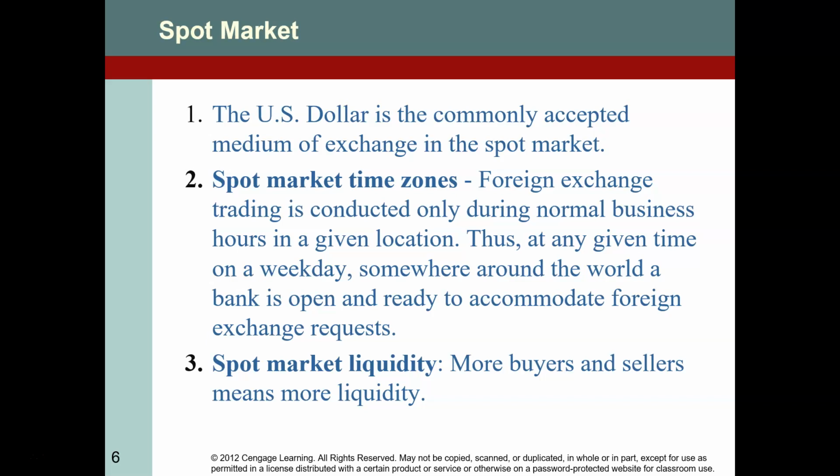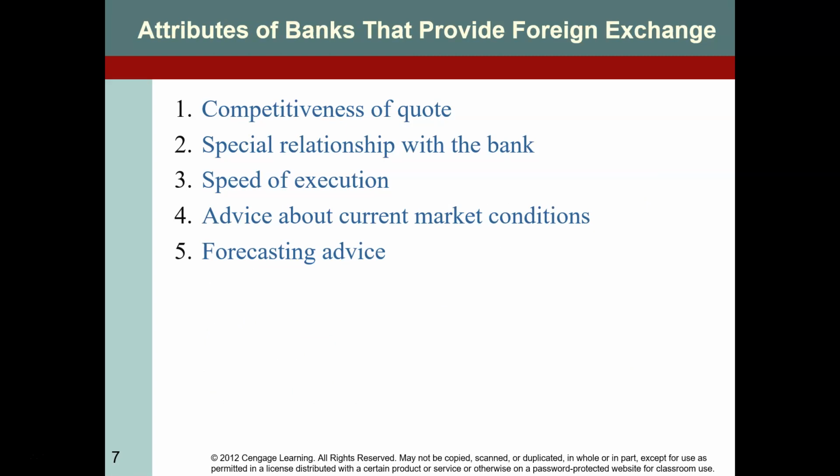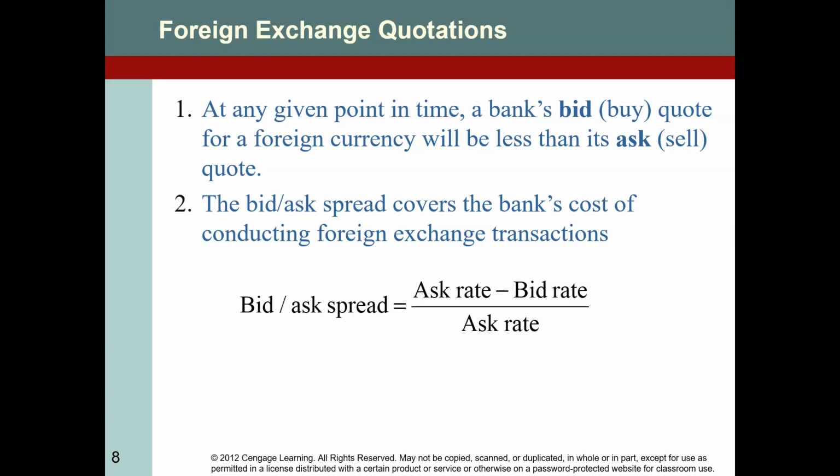Spot market liquidity. More buyers and sellers means more liquidity. Attributes of banks that provide foreign exchange include competitiveness of quotes, special relation with the bank, speed of execution, advice about current market conditions, and forecasting advice. Foreign exchange quotations. At any given point of time, a bank's bid or buy quote for foreign currency will be less than its ask or sell quote.